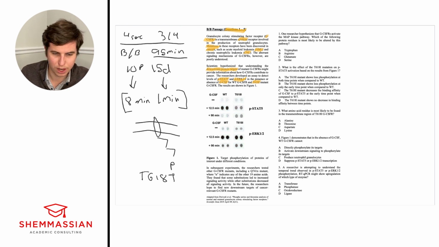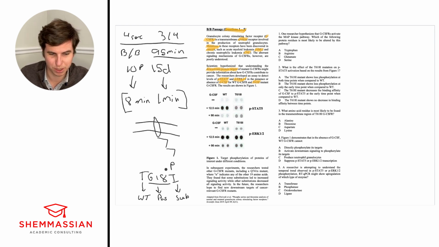T618I. It is a good idea to get familiar with this type of format because it comes up all the time on MCAT passages. T is the amino acid that was initially there, so this would be the wild type amino acid. 618 is the position at which we have this particular amino acid. And then I is the substitution, or the mutation. So we have mutated a T, which is threonine, to an I, which is isoleucine.